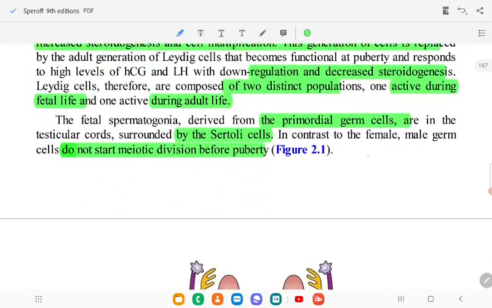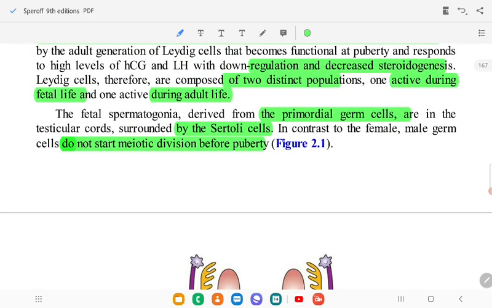The fetal spermatogonia, derived from the primordial germ cells, lie in the testicular cords surrounded by the Sertoli cells. In contrast to the female, male germ cells do not start mitotic division before puberty.